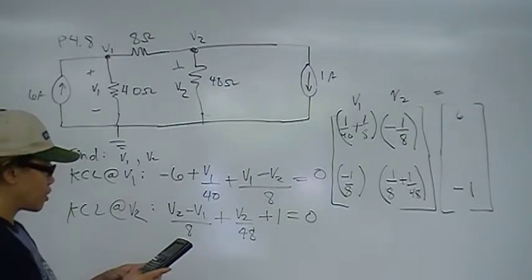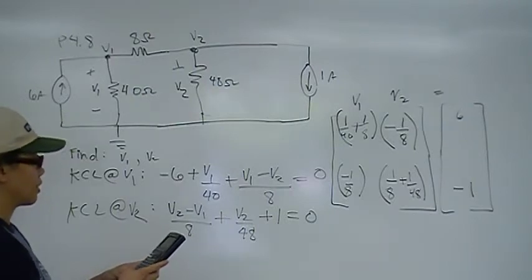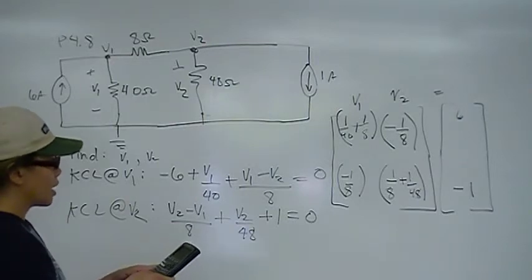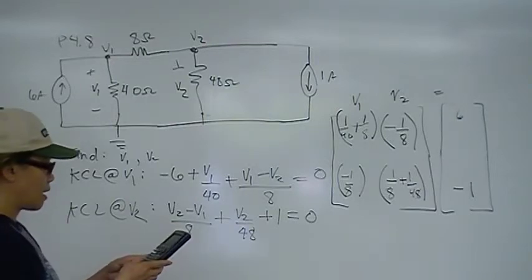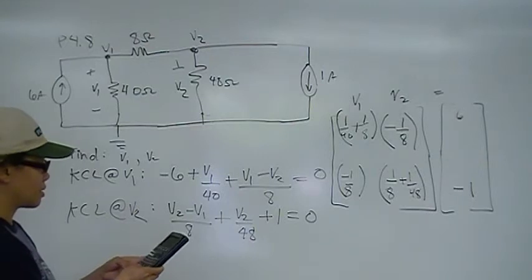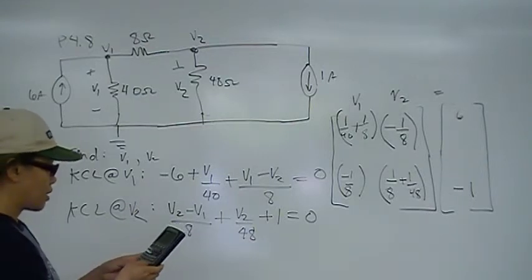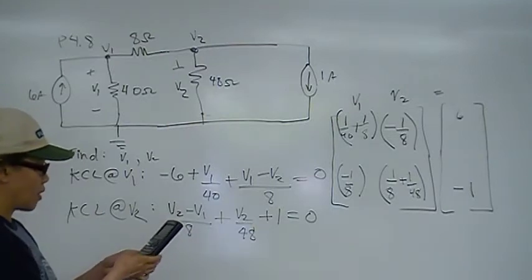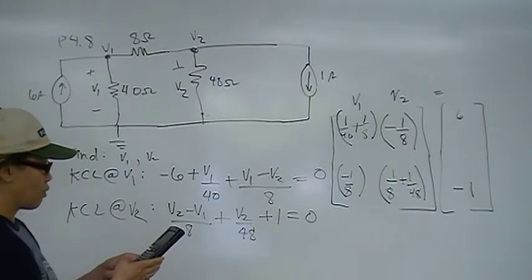We have 2 equations and 2 unknowns. And then we go 1 divided by 40 plus 1 divided by 8, enter. Negative 1 divided by 8, enter. 6, enter. Negative 1 divided by 8, enter. 1 divided by 8 plus 1 divided by 48, enter. Negative 1, enter.